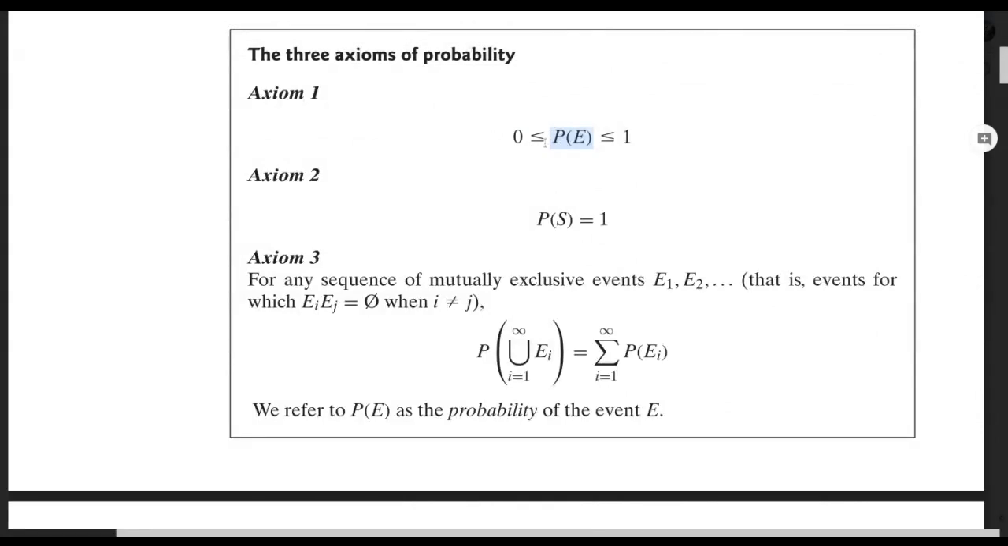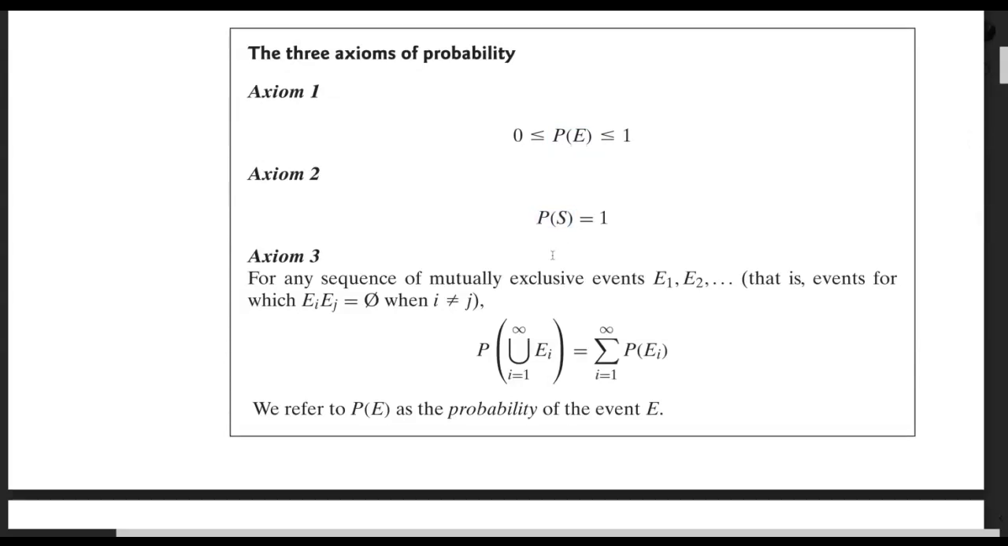Axiom 1: probability lies between 0 and 1, that is, between 0% and 100%. Something could never happen, or could happen all the time, and that's it, in between those two. Axiom 2: the probability of the sample space is 1. The whole sample space is 1, it's 100%.